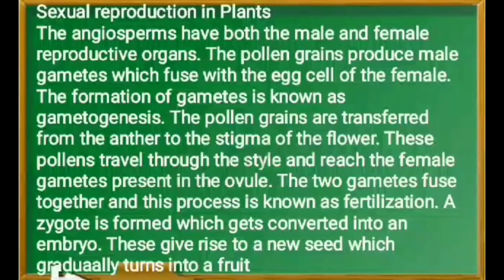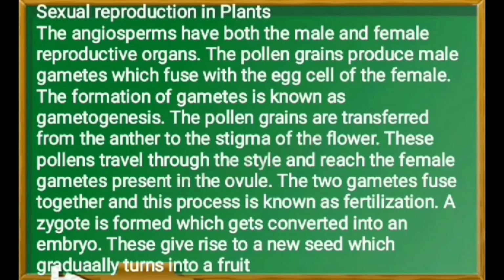Sexual reproduction in plants. The angiosperms have both the male and the female reproductive organs. The pollen grains produce male gametes which fuse with the egg cell of the female. The formation of the gametes is known as gametogenesis. The pollen grains are transferred from the anther to the stigma of the flower. These pollen grains travel through the style and reach the female gametes present in the ovule.